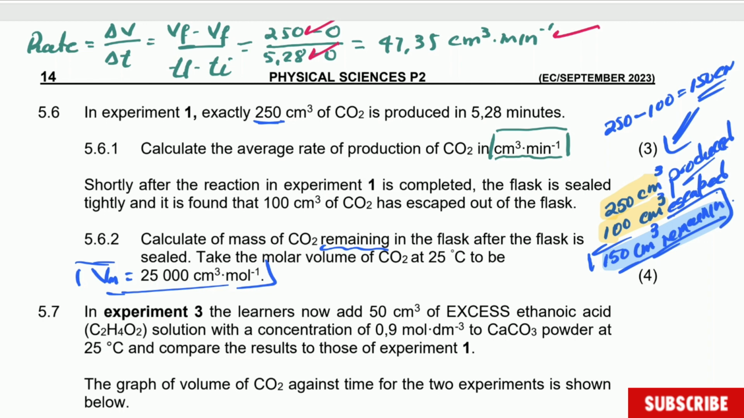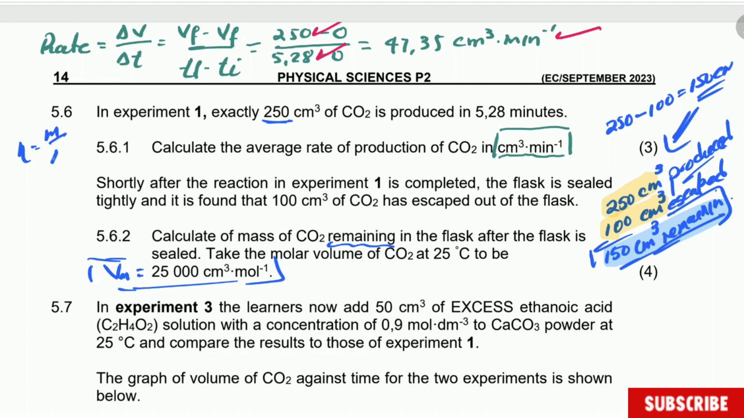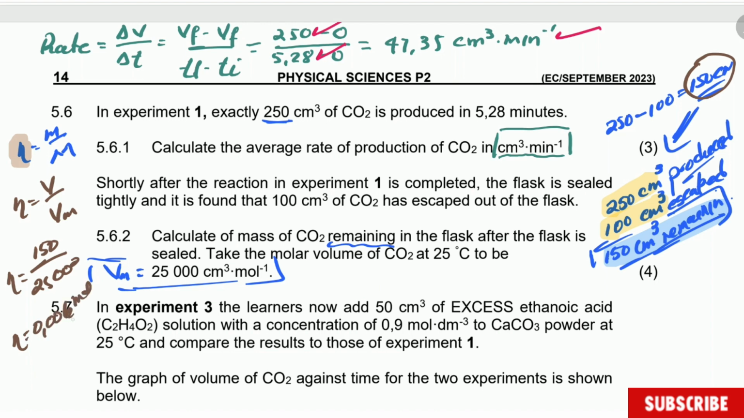How do we do that? First of all, let's calculate the number of moles. But just for you to know how to calculate the mass, number of moles is equal to mass divided by molar mass. But we do not have the number of moles. So we are going to calculate the number of moles. Number of moles is equal to volume divided by molar volume. They are giving us the molar volume, and the volume that is remaining, we did calculate it here, is 150 cubic centimeters. So number of moles is equal to 150 divided by the molar volume, which is 25,000 cubic centimeters per mole. And that will give you that the number of moles is equal to 0,006 mole.